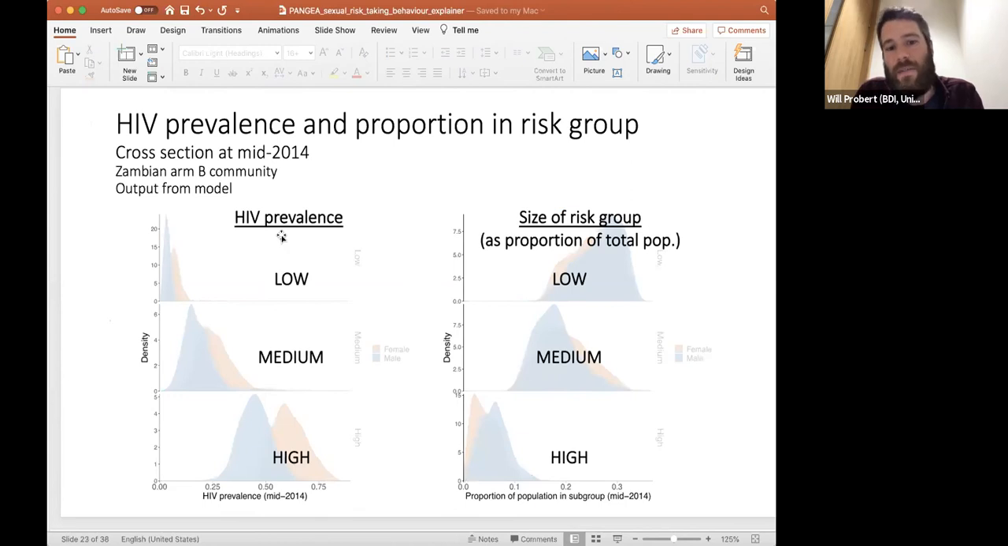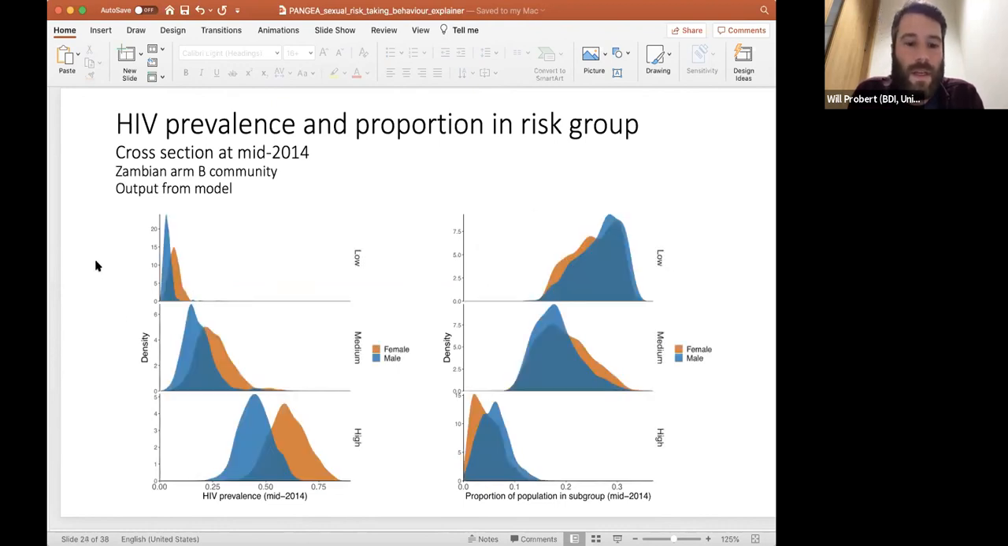On the left is HIV prevalence, and on the right is the size of that risk group as a proportion of the total population. So each of these distributions shows the output from 1,000 different simulations. And we have, in descending order, low, medium, and high risk group going down from top to bottom. So on the left-hand side, we see HIV prevalence, and as you would expect, it's much lower and increases with risk group.